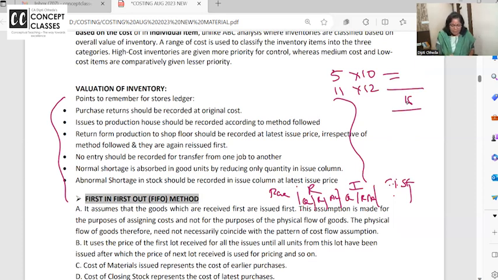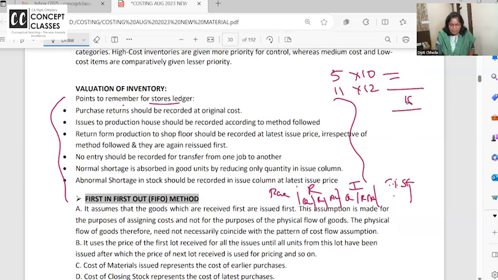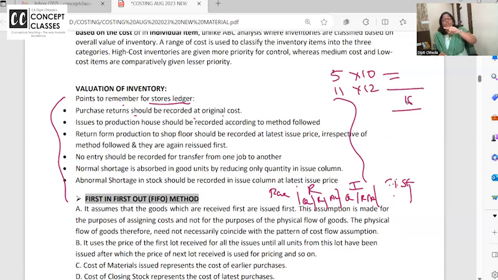Let us check up. Points to remember for stores ledger. Purchase return should be recorded at original cost. I have purchased 3-4 items. Out of that, the second item I want to give return to my creditor from whom I bought it. So this return should go at the original cost of the purchase.